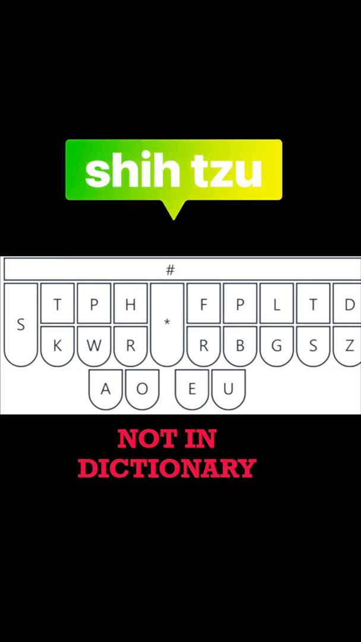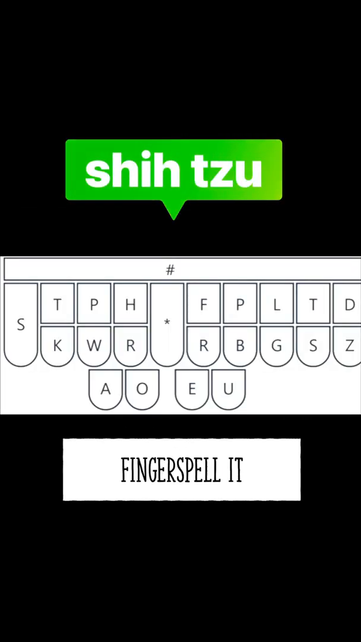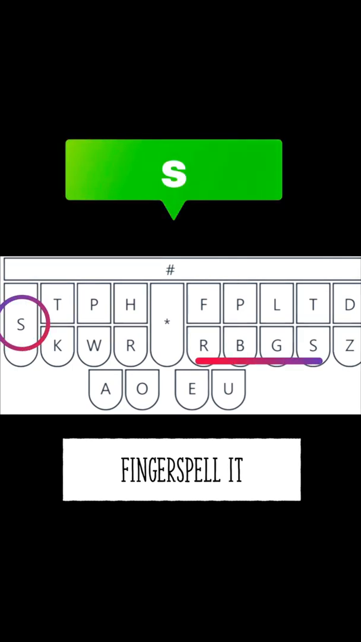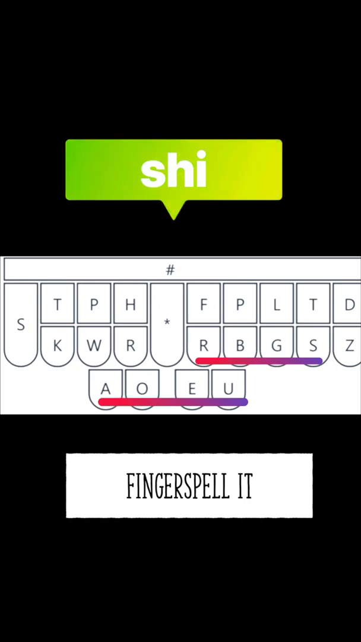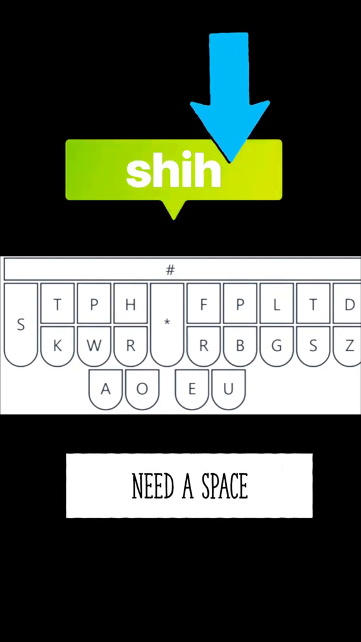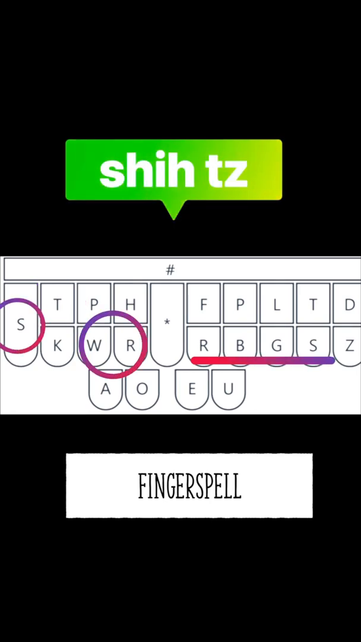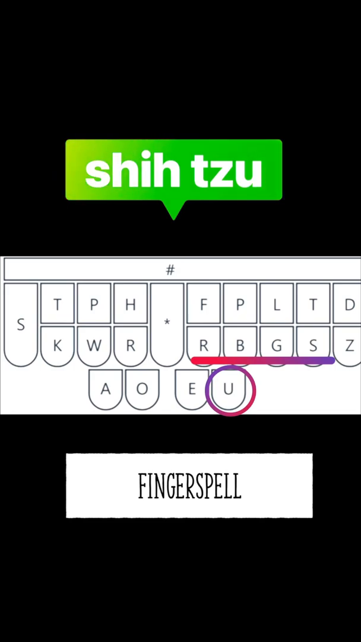So for instance, if I was talking about my puppy, who is a Shih Tzu, and I thought that word wouldn't translate, I could spell it out as S-RBGS, H-RBGS, AOEU RBGS, H RBGS, and now I need a space, which is created by pressing SP final Z, and then I would finish the word by writing T RBGS, SWR for the Z RBGS, U RBGS.